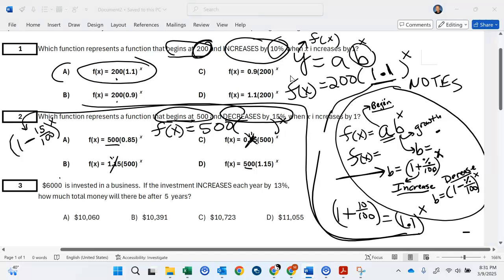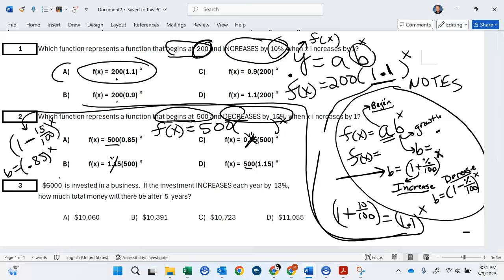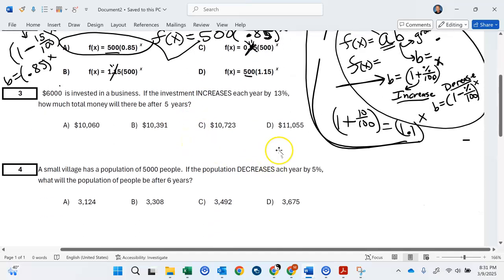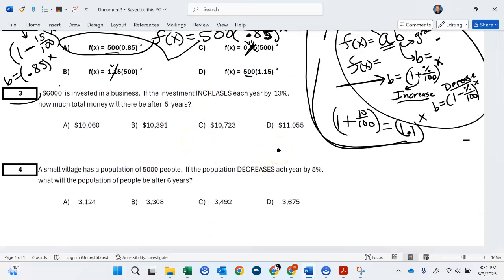So that means we need this to be 0.85. 0.85 is your B, okay? That is going to be this part right here, 0.85. So that's going to be A again, okay? So that's how you do problems like this, okay? You convert them over.